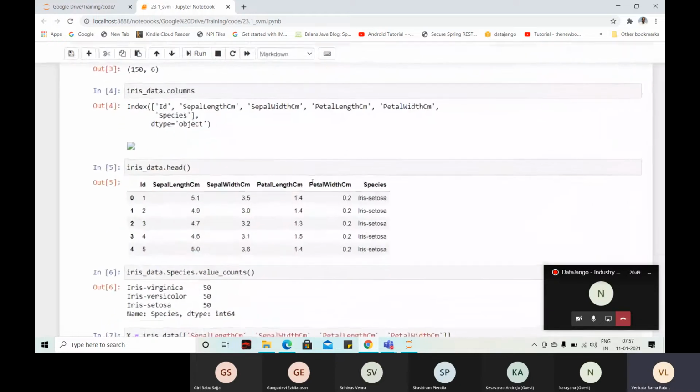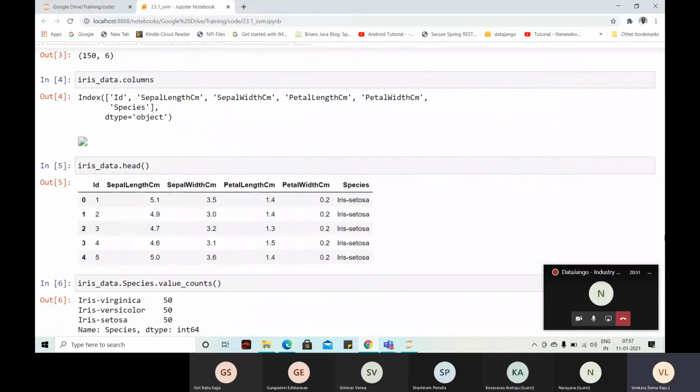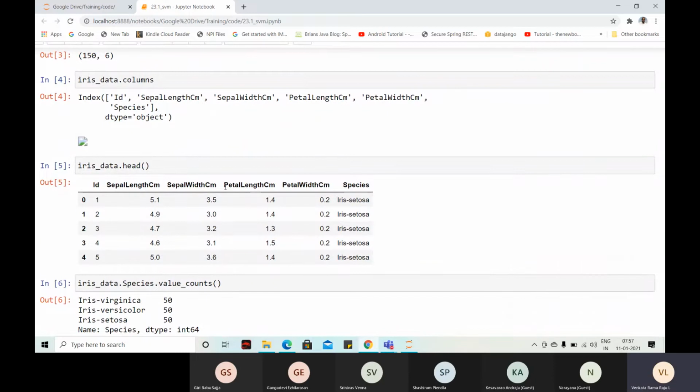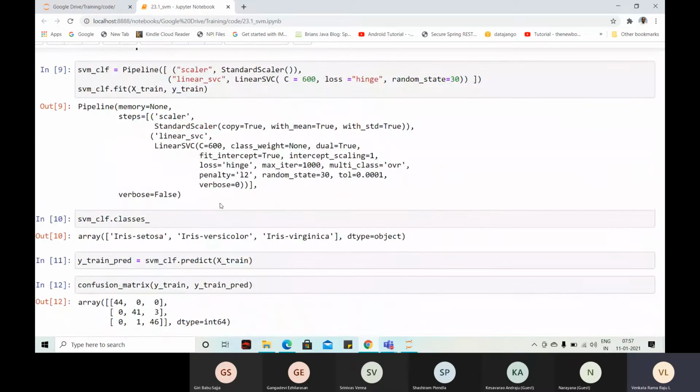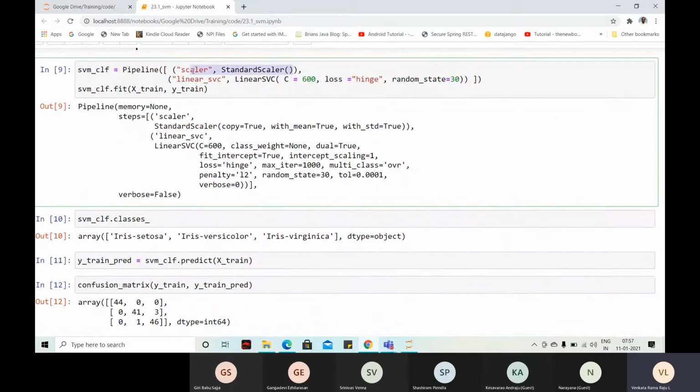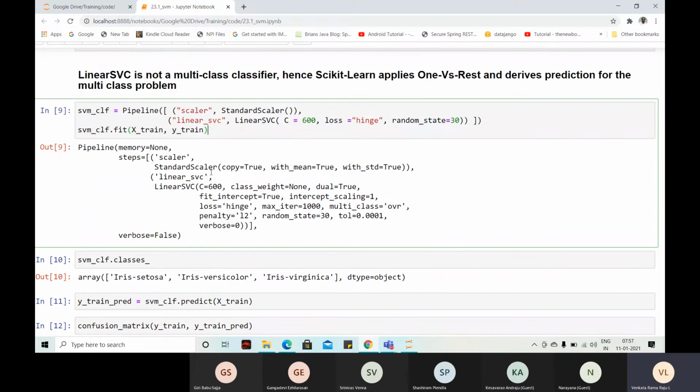So we built an SVM model, right? It is very simple. We have taken a clean data set, split the data, did the standard scaling, and applied a linear SVC. Using linear SVC, we can get a nonlinear decision boundary also. I'll explain that in a moment.